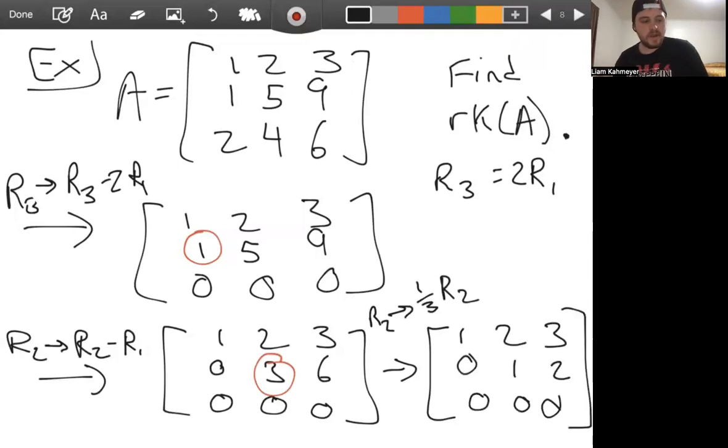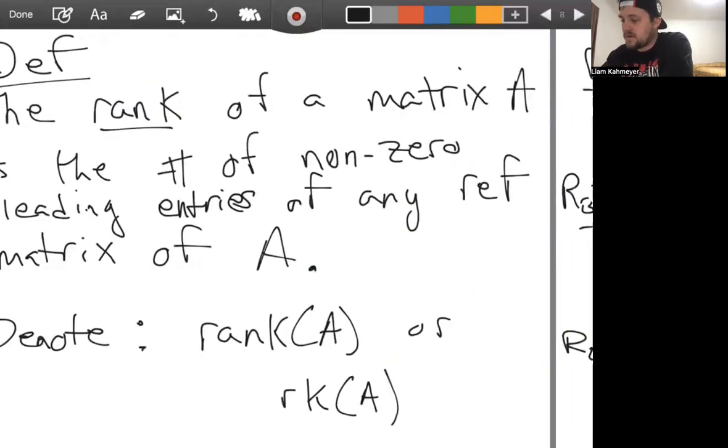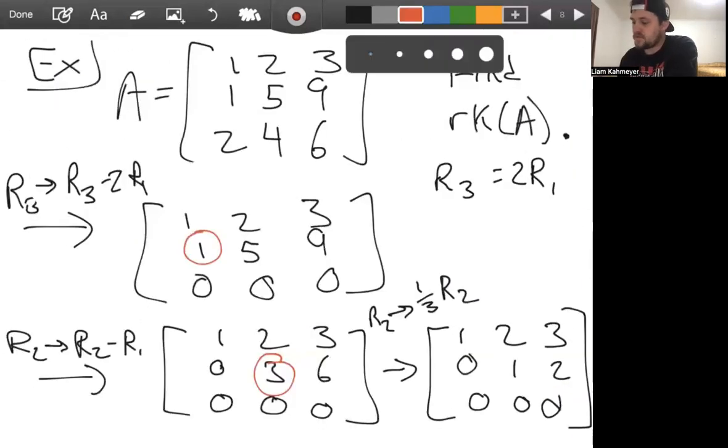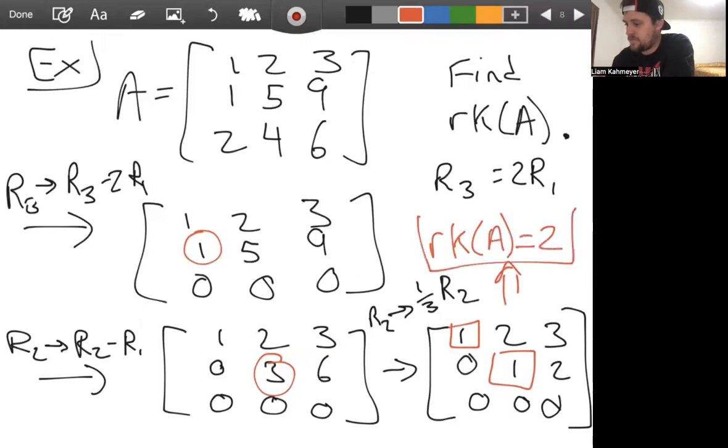And now we look at the number. What do we look at? We look at the number of non-zero leading entries for any row echelon form of the matrix. So for the first row, we have a leading entry of 1. So we count that. That's 1. And then we have a second leading entry of 2. For the third row, there are no non-zero leading entries. This implies that the rank of the matrix A is 2.